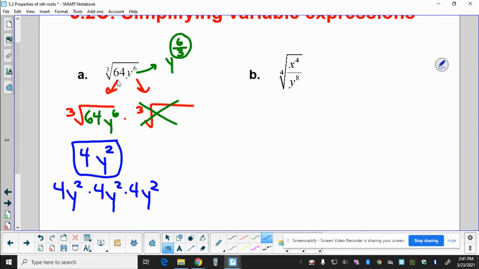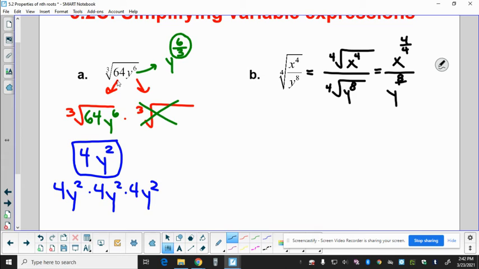Let's go ahead and go into part B and see if we can make any sense out of that. I would think a good idea would be to rewrite this as two different radicals, like the 4th root of x to the 4th over the 4th root of y to the 8th. Now, once again, you know what might be an even better idea? Maybe rewrite this as fractional exponents and see if these are perfect roots, because I think they are. This one is x to the 4 divided by 4, and that's something we can do. This is y to the 8/4.